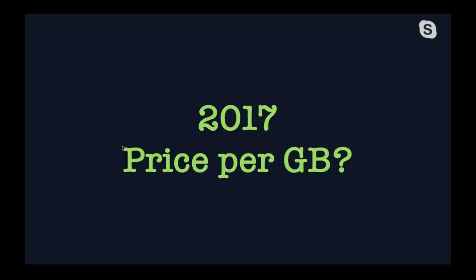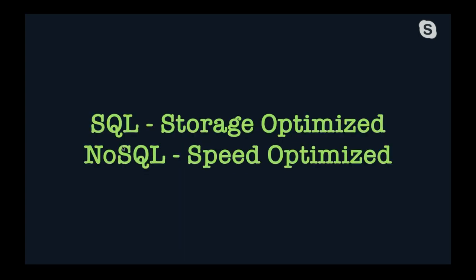I think this was the Apple II. So this is what it cost to store 1 gigabyte of data at that time. You couldn't even store a full gigabyte on one system, but this is what it would have cost you. Fast forward to 2017, and the price per gigabyte is 2.5 cents. So clearly some things have changed since SQL was invented. A lot of these new technologies out there, like Cosmos and other NoSQL databases, are optimizing for different things. SQL was heavily optimized for storage, whereas NoSQL was optimized for speed.